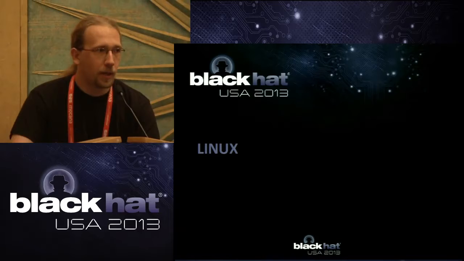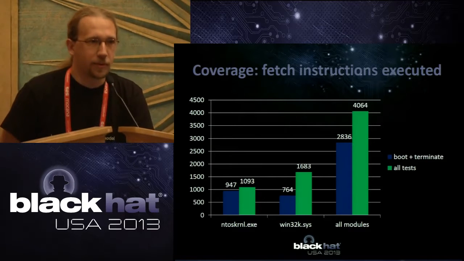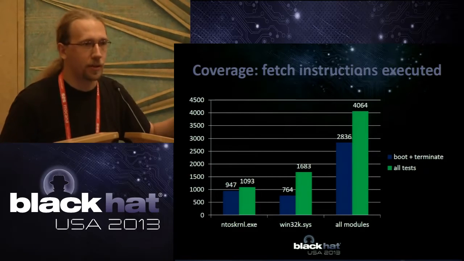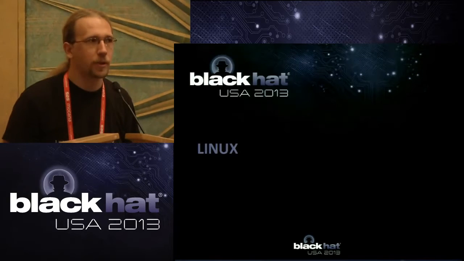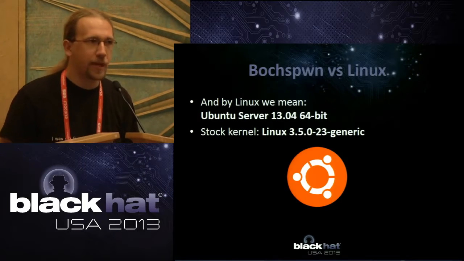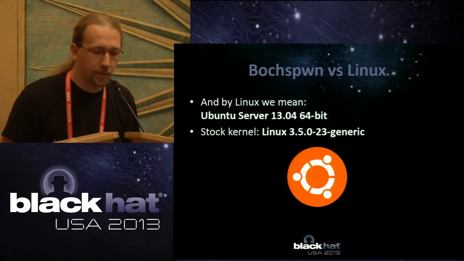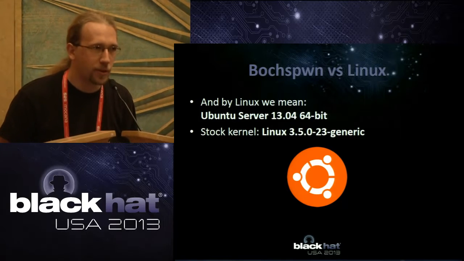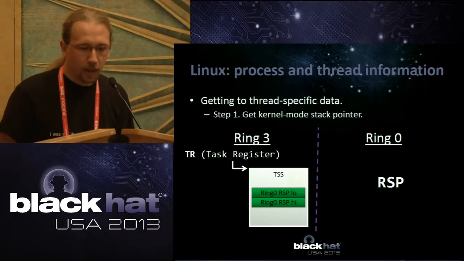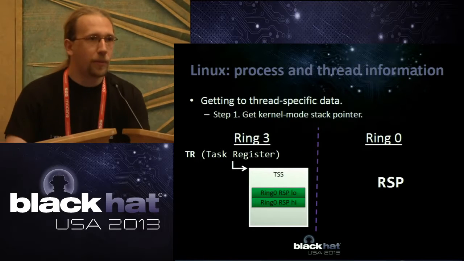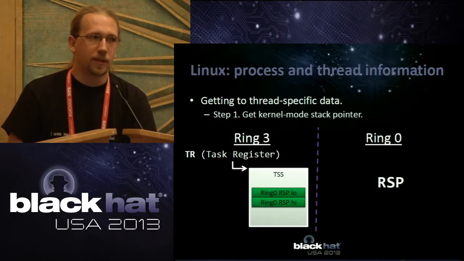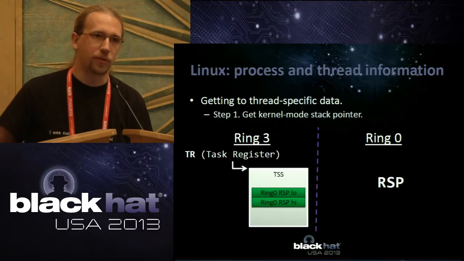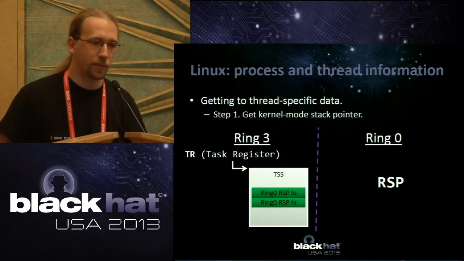Okay guys, so the last slide is really important. You can see how many fetch instructions are in Windows. Let's compare it with what we have in Linux. So how did we approach Linux? Well, first, by Linux I mean actually Ubuntu 13.04, 64-bit with a generic stock kernel. And when we ported Bochspwn to support Linux, we needed to address a few things which Mateusz already mentioned, both for Bochspwn and for Windows.